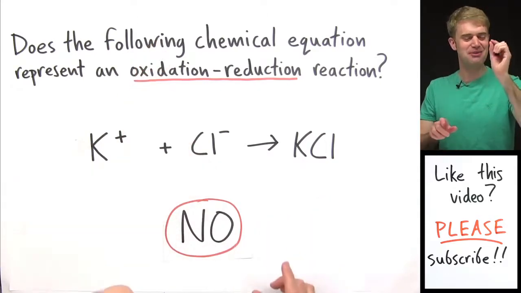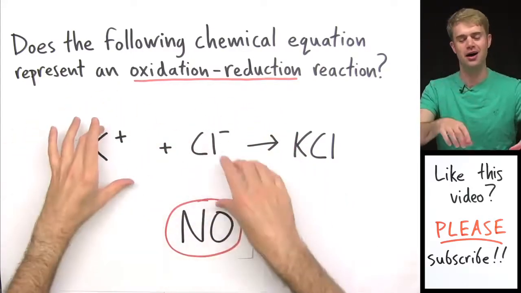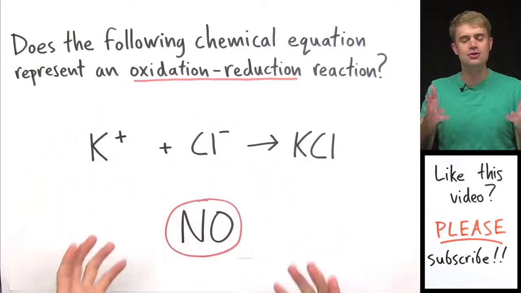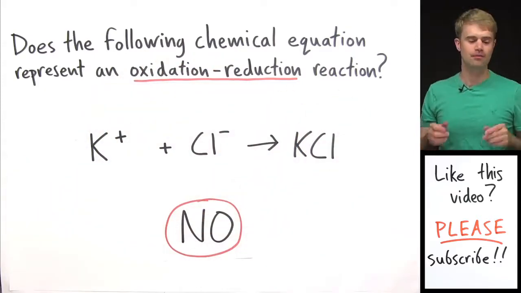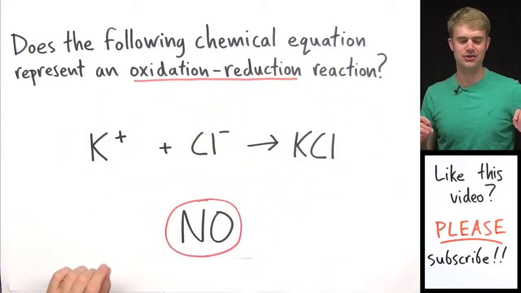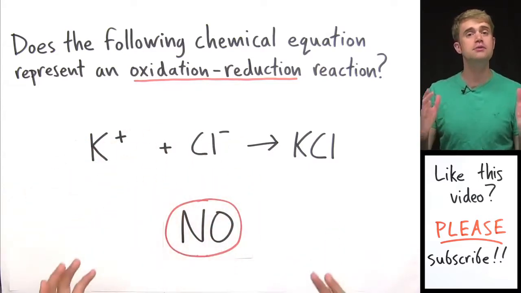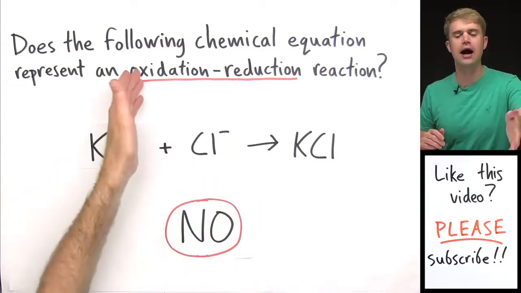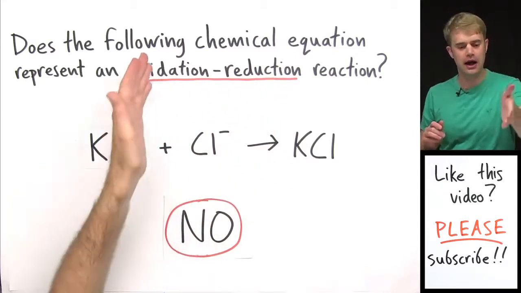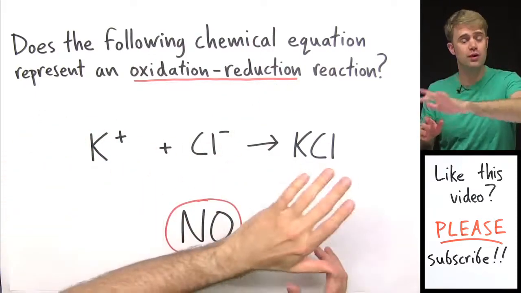I'm guessing it's because you saw the plus and the minus, you saw these charges here, and you realized we were dealing with ions, and you thought, yeah, pluses, minuses, charges, ions, these are things that we see in oxidation-reduction reactions. Well, you're half right. We do see those in oxidation-reduction reactions. But just because an equation or a reaction has charges and ions doesn't mean that it has to be an oxidation-reduction reaction. Remember what these two words mean. In order for something to be an oxidation-reduction reaction, we have to see electrons transferred between atoms.